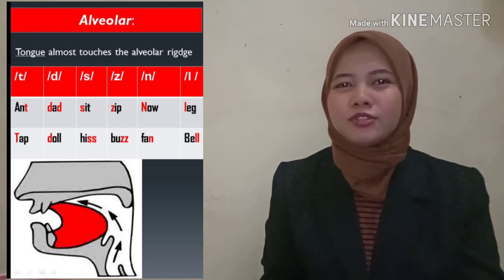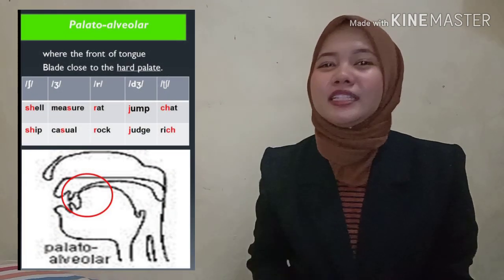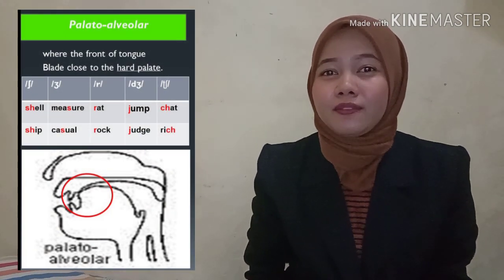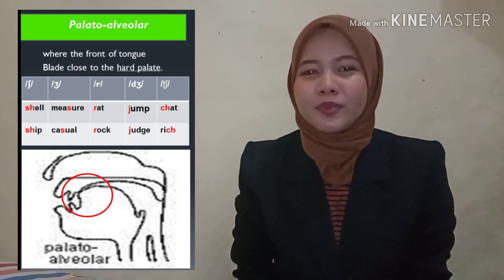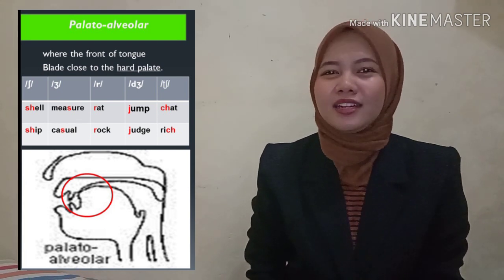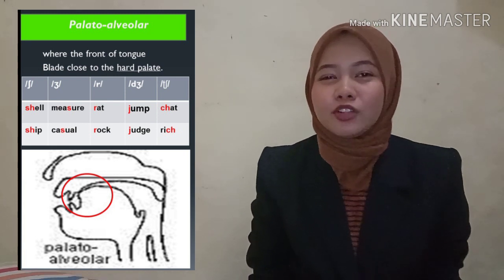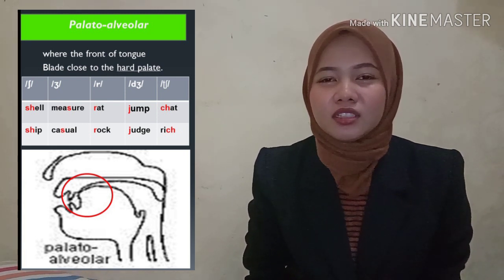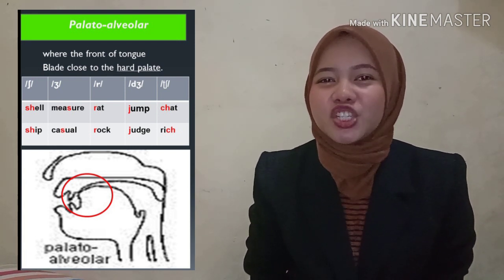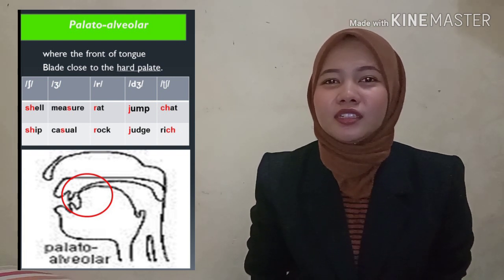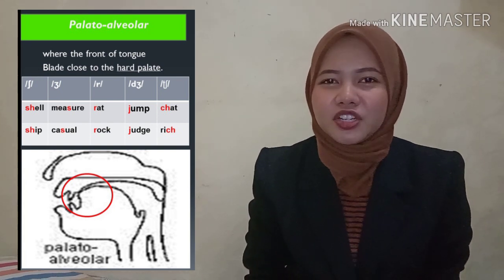And then next to slide number 5. For the fifth place of articulation, that is palato-alveolar. You can look at the picture. Palato-alveolar is a movement where the front of the tongue blade is close to the hard palate, and this place produces the sounds sh, zh, r, j, and ch. For sh, for example, shell, ship.